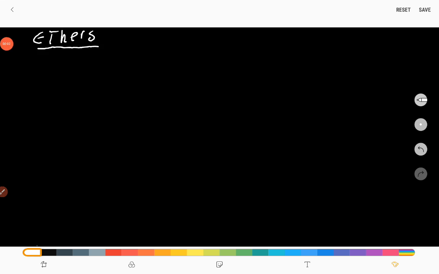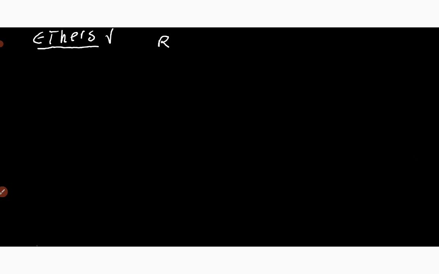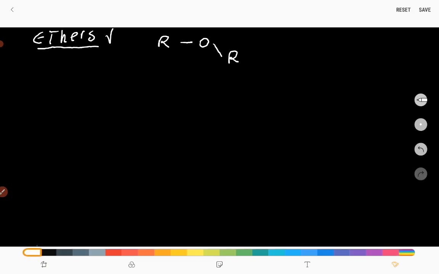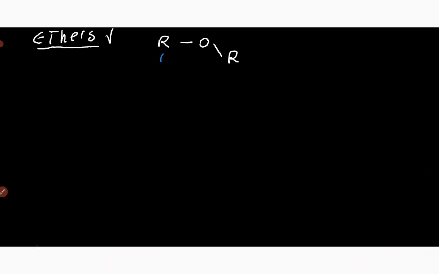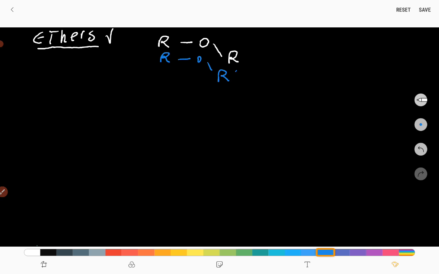So let's talk about the ethers. Ethers are types of molecules in which, for example, two alkyl groups are attached together by a bridge of an oxygen atom. These two R groups can be both similar, or they can be different.